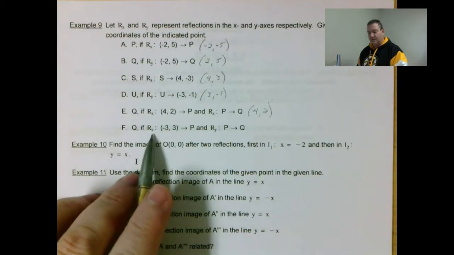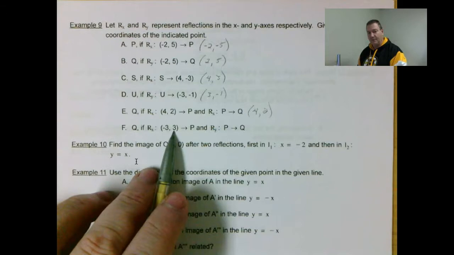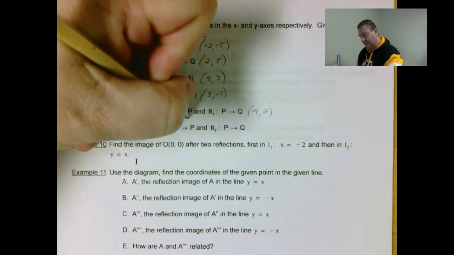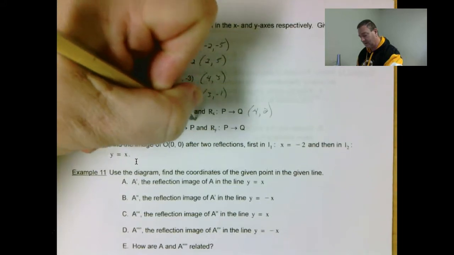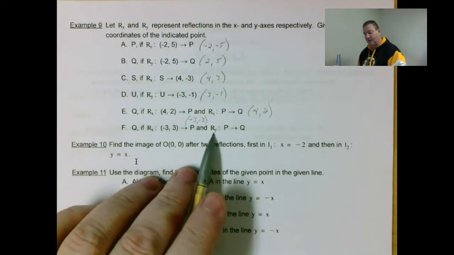This one's different. We're going to do a reflection in the x-axis. So negative 3, 3, the y-coordinate changes. So P will be negative 3, negative 3. Then we do a reflection in the y-axis.